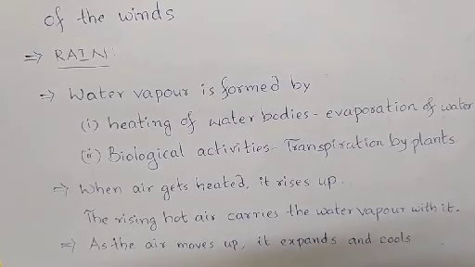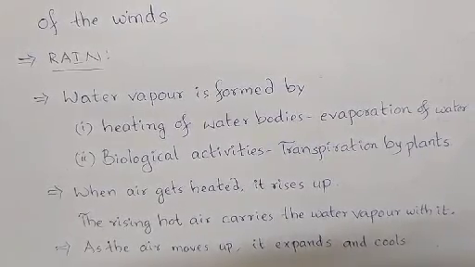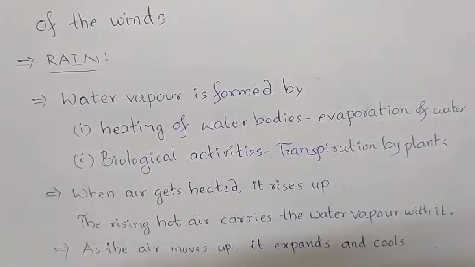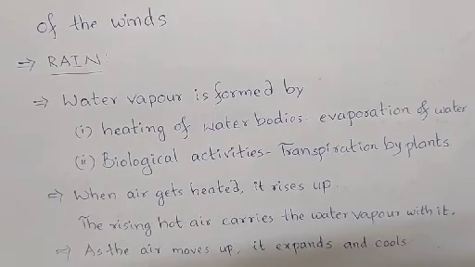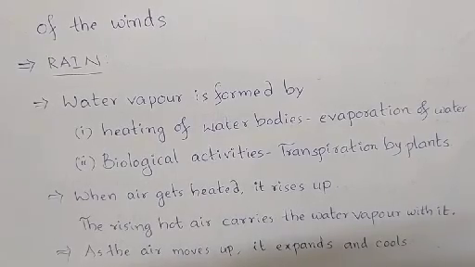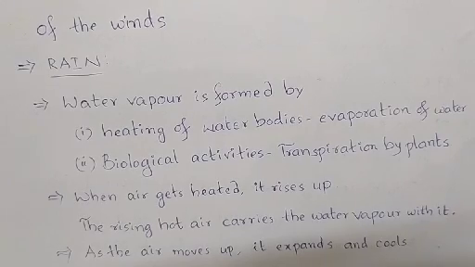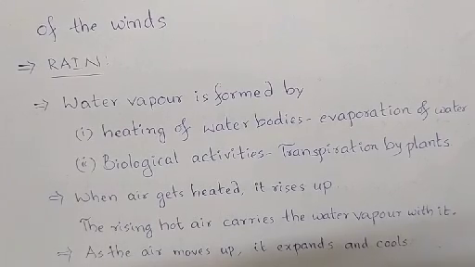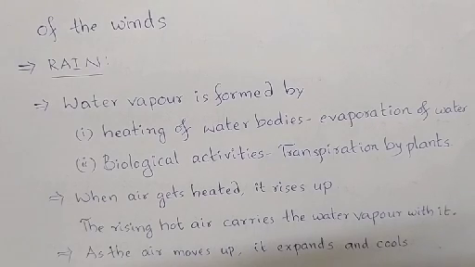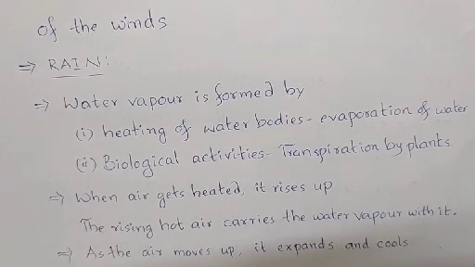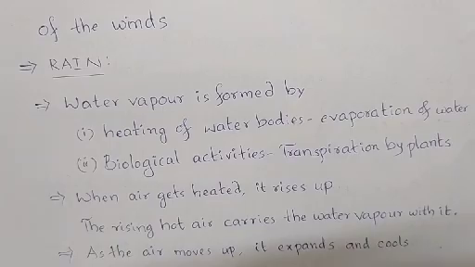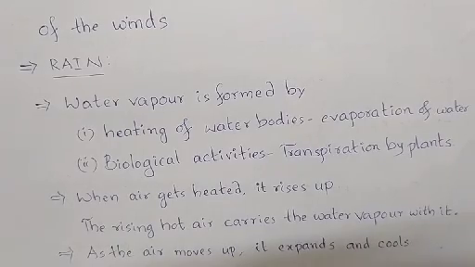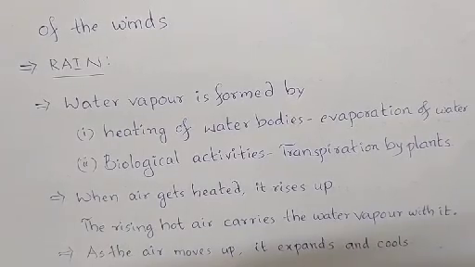And by means of various biological activities, like animals sweating out. When they sweat out, the water layer that is present on their skin gets evaporated. And plants carry out transpiration. Then also water is getting evaporated. So various biological activities like perspiration and transpiration, and the heating of water bodies causing evaporation of surface water, because of these two things, water vapor is formed, and this water vapor is present in the air.